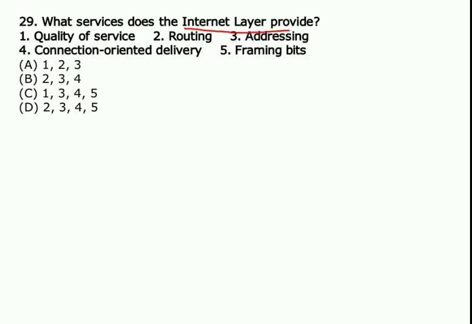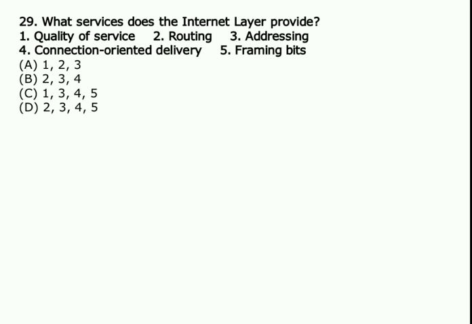So the internet layer provides which type of services? Quality of service, routing, addressing, connection vendor delivery, and training bits. The internet layer is a group of networking methods, protocols, and specifications in the internet protocol suite that are used to transport datagrams from the originating host across network boundaries. So the internet layer provides quality of service.